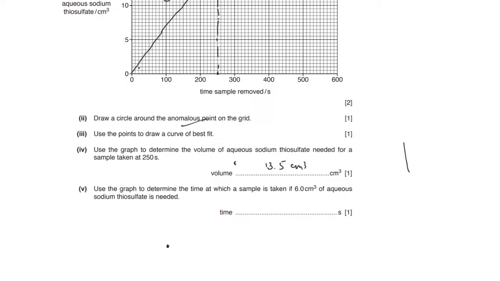After that, use the graph to determine the time at which a sample is taken if 6 centimeter cube of sodium thiosulfate is needed. In this case, you have to go in reverse. The y-axis is the volume. So 6 centimeter cube would be somewhere here, right? And you will drop it down. So this would come at 80 seconds. Okay, let's move on. Describe and explain the difference in the slope of your curve.